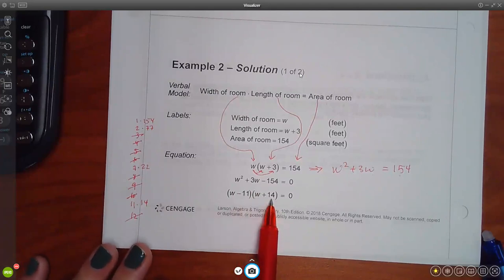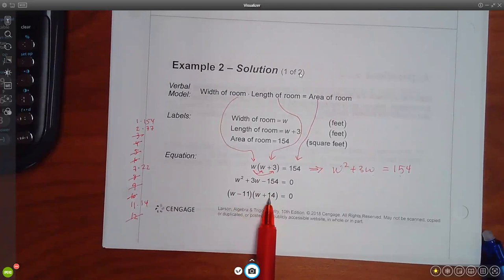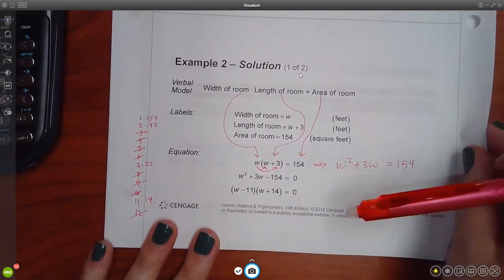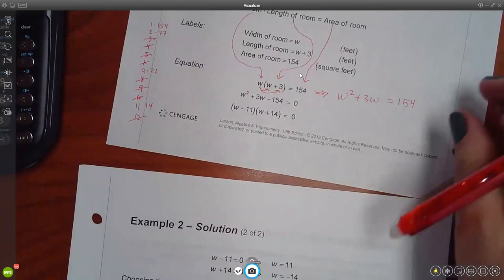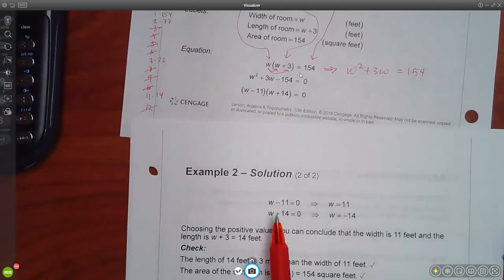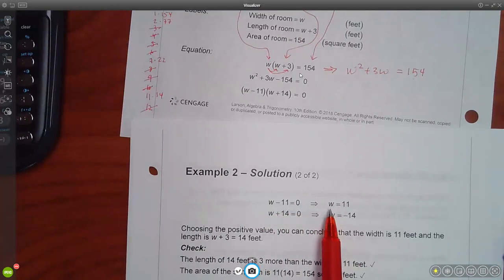And then double check. If I multiply these together, do I get negative 154? We do. If I add these two numbers together, do I get positive 3? We do. So then you know it's factored right. Once you have those factored, you just need to set each one equal to 0. So if I set the W minus 11 equal to 0, we get W equal to 11. If we set W plus 14 equal to 0, we get W equal to negative 14.